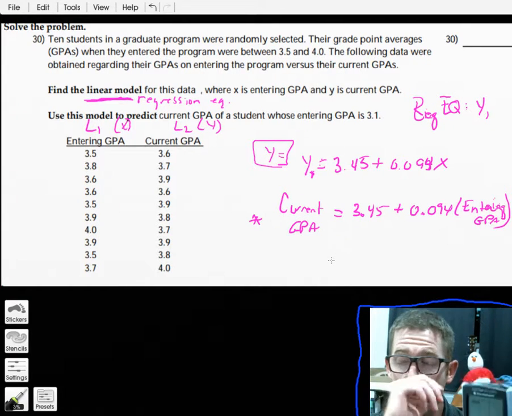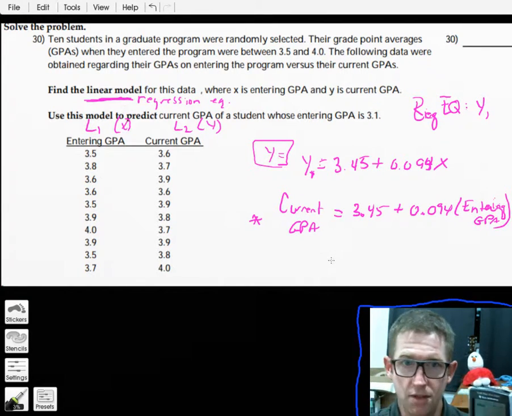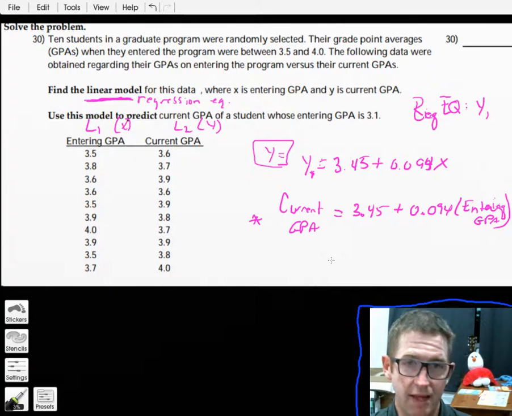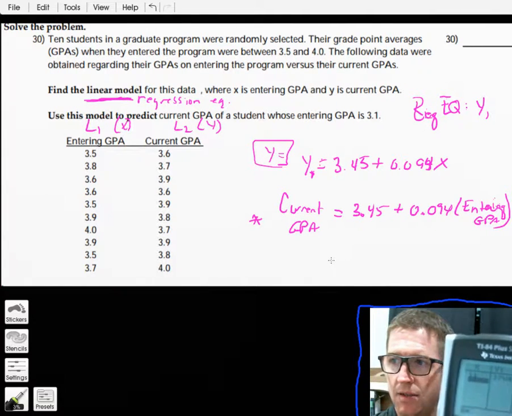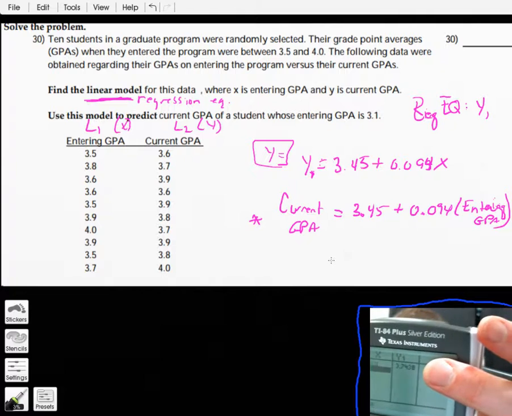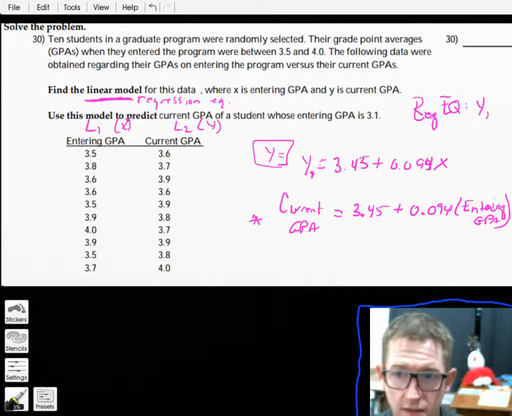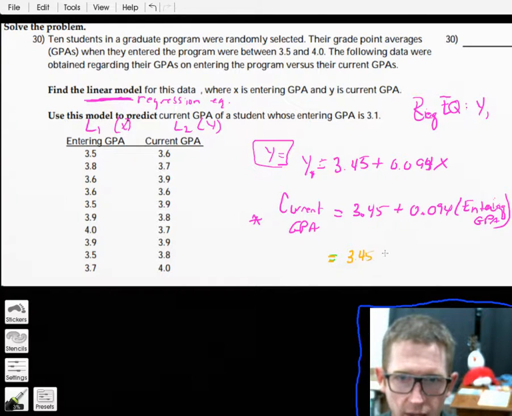And remember, my x is my entering GPA. So if I want to know when they're entering with a 3.1, I'm going to enter that in for x. I'm going to hit enter, and this calculator spits out my y value. So what that's basically doing is using this equation here, and it's saying, okay, this is going to be equal to 3.45 plus 0.094 times 3.1.